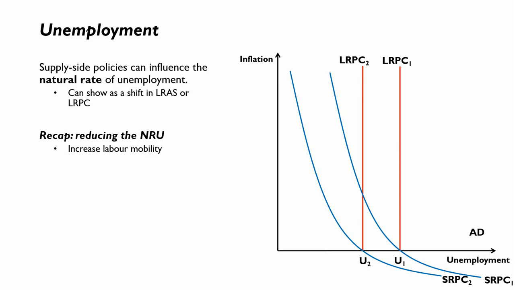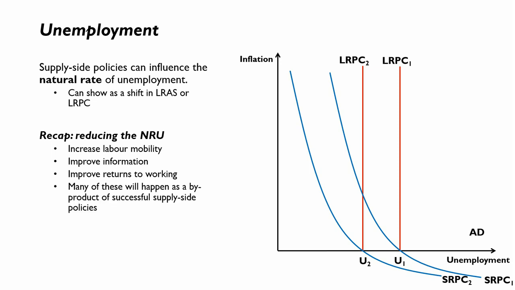Just to recap, how do we do this? We're thinking things like increasing labour mobility, increasing information, improving the returns to working by improving wages and decreasing income taxes. Those sorts of things are going to deal with structural and frictional unemployment, and many of them are going to happen just as a natural byproduct of successful supply-side policies. We're likely to see firms investing more in labour, and therefore they're going to be more prepared to offer education and training. We're going to get increased wages, and all of those are going to deal in part with some of our structural and frictional issues in unemployment.